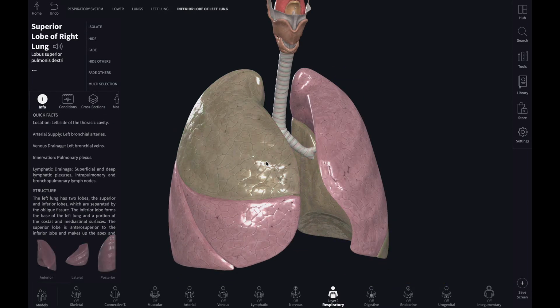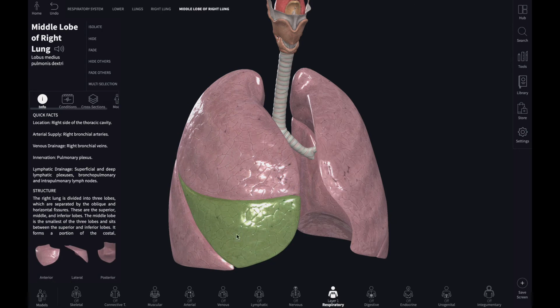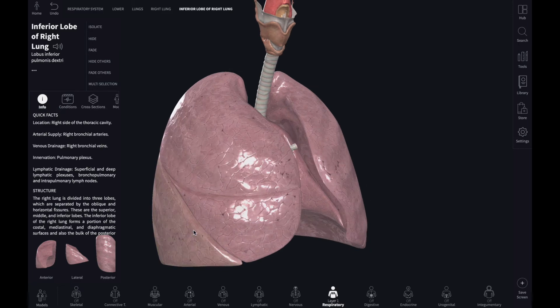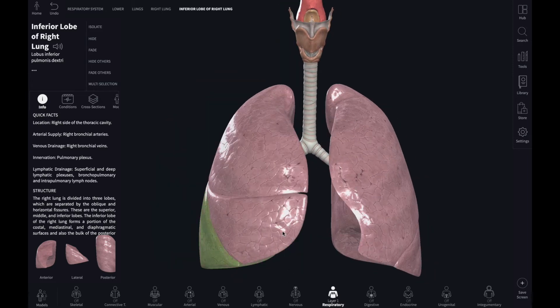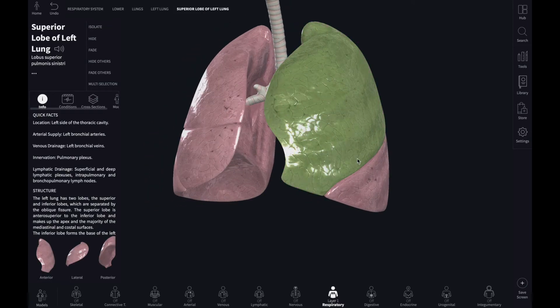These lobes are further divided into segments. There are 10 segments in the right lung. In the upper lobe we divide it into apical, posterior and anterior segments, in the middle lobe into lateral and medial segments, and in the lower lobe into apical segment, anterior basal segment, lateral basal segment, posterior segment and medial basal segment. Whereas in the left lung we have only 9 segments.